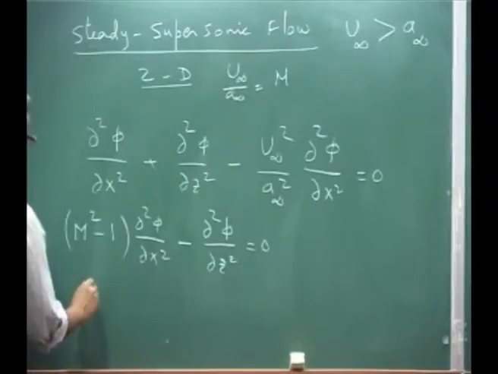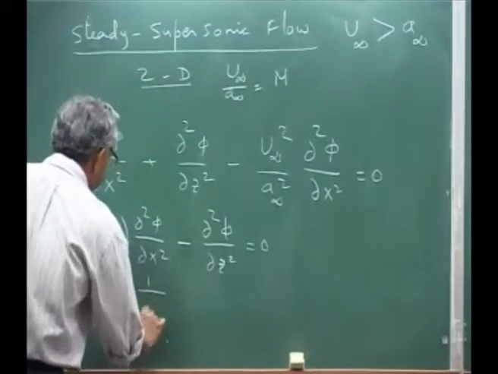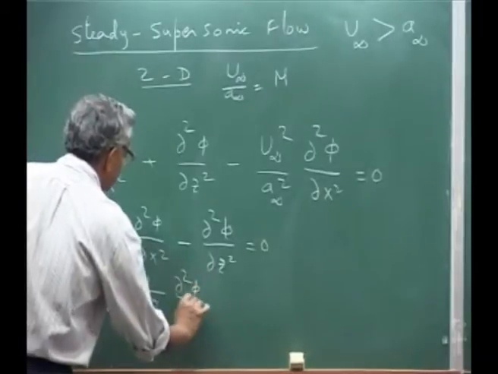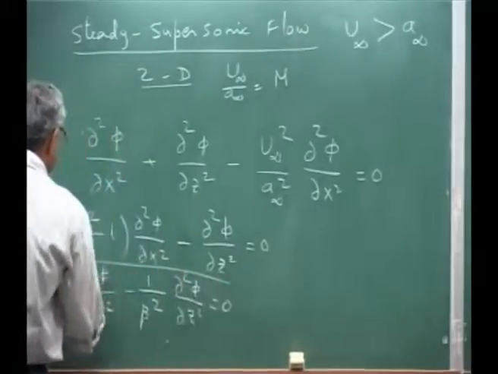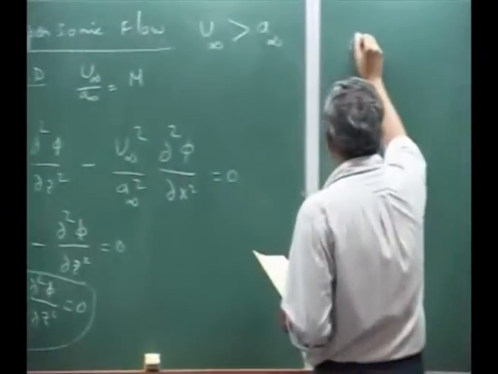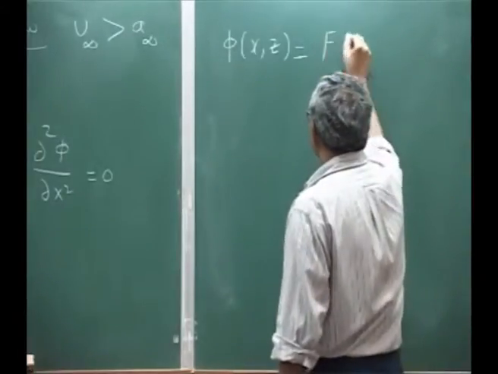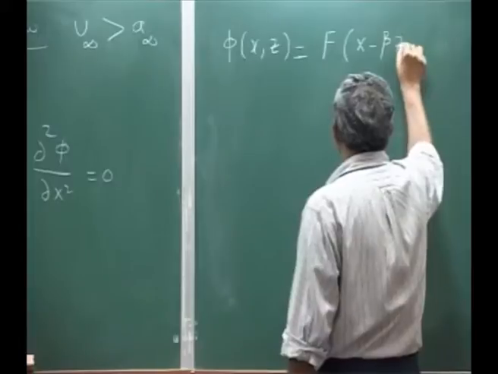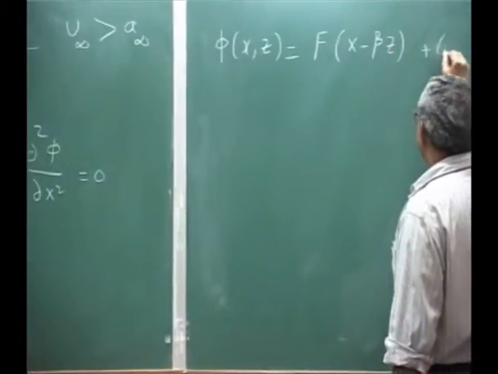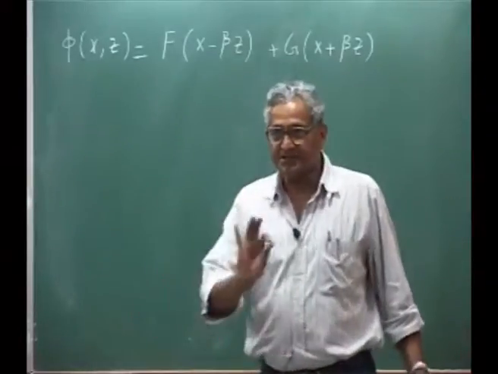Now I can write this equation as del square phi over delta x square minus 1 over beta square del square phi over delta z square equals 0. This is my steady 2D equation. This is the wave equation. Now for this, the solution, any function, please understand, of the form phi equals f(x minus beta z) plus g(x plus beta z), where f and g are functions.